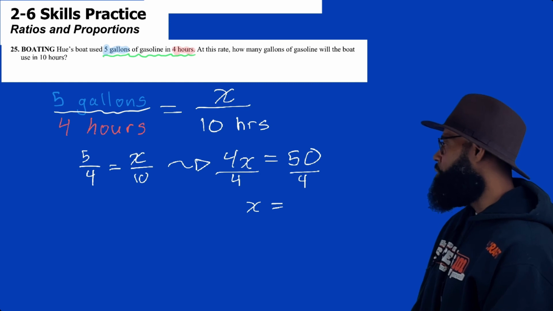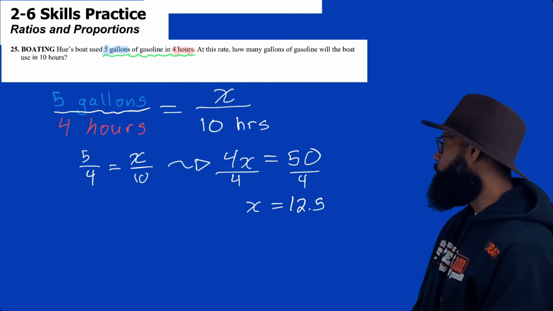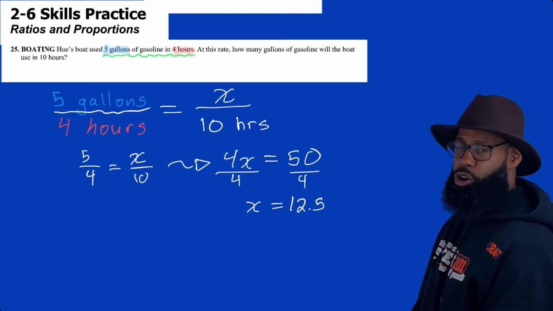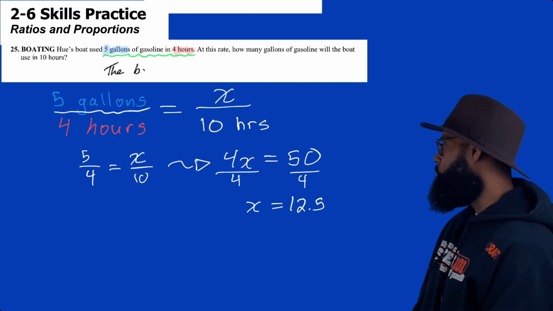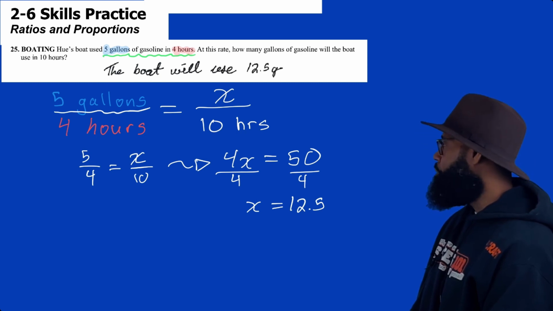And again, divide both sides by 4. 4 goes into 50 evenly. But don't worry, you can always have partial gallon, half gallon. There it is, 12.5 gallons. I know that, half gallon. But, beautiful. We love words when answering a word problem. So let's see if I really answer this with words. Here's those words. The boat will use 12.5 gallons in 10 hours.